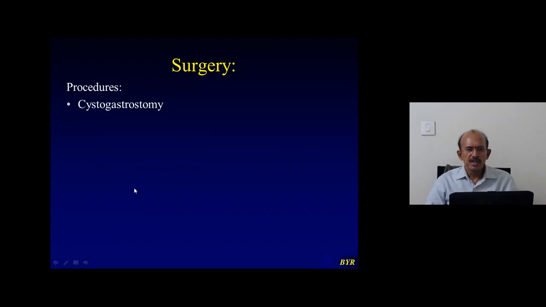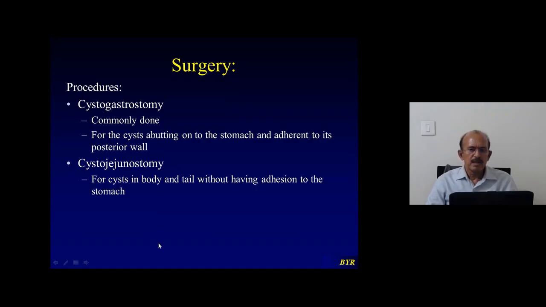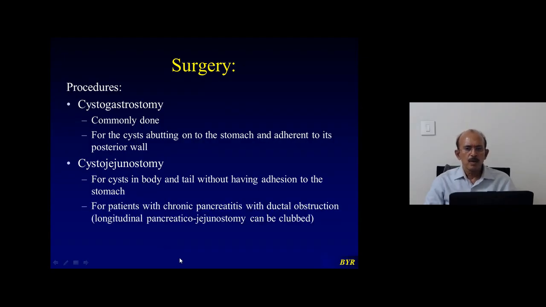So the procedures are cystogastrostomy, commonly done. It is done for the cyst abutting onto the stomach and adherent to its posterior wall. Cystojejunostomy is done for cysts in the body and tail without adhesion to the stomach. For patients with chronic pancreatitis with ductal obstruction, longitudinal pancreaticojejunostomy can be clubbed. That means, I have told you, we will do an operation called longitudinal pancreaticojejunostomy.